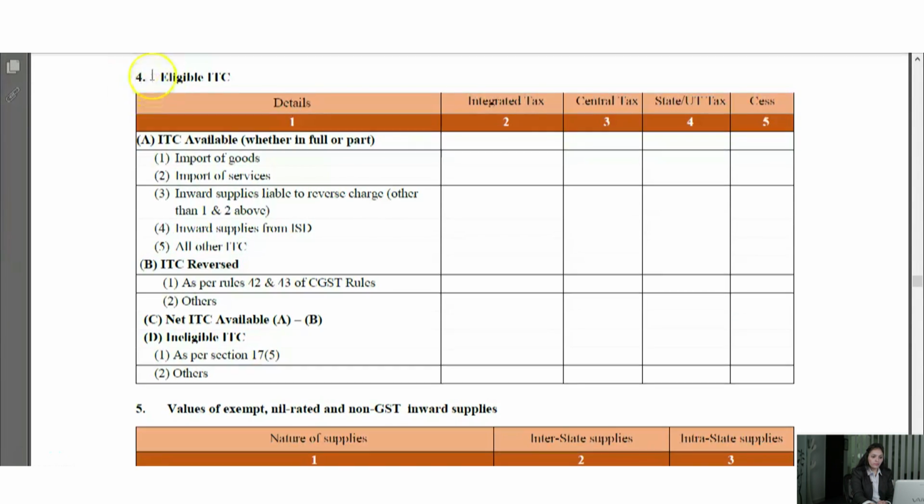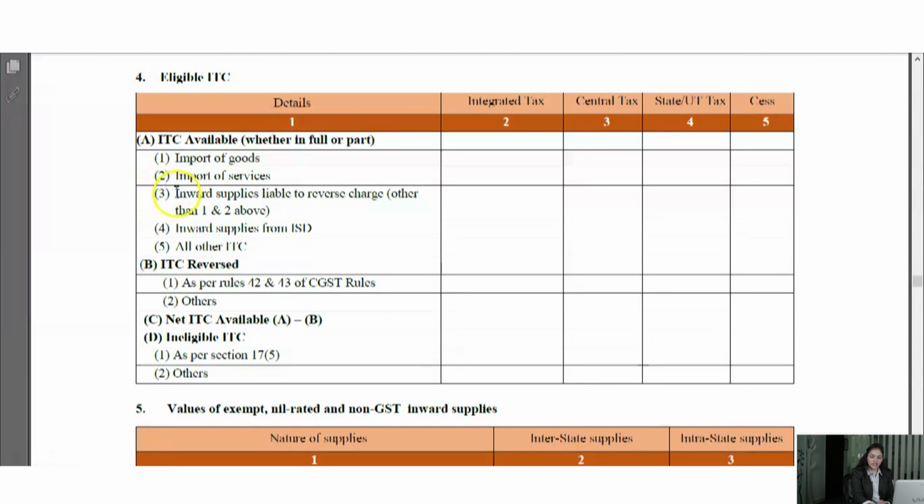Next, in point number 4, the user has to declare the details of eligible input tax credit of IGST, CGST, SGST and cess in column number 2, 3, 4 and 5 respectively. In part A, the user has to mention the ITC available in respect of import of goods and import of services. Since imports are treated as interstate supplies, the credit of IGST would be available, and cess, if any, applicable to the goods you have imported.